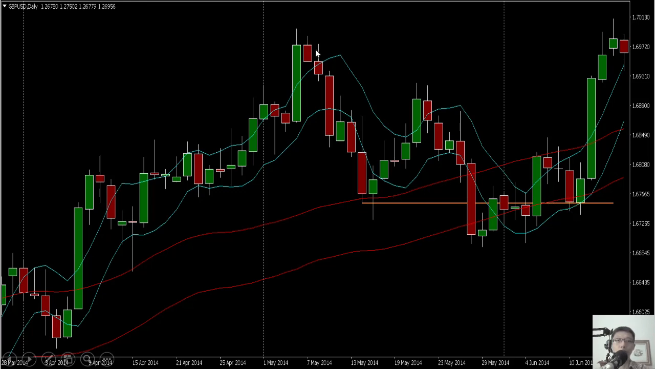Okay. Sellers come in, push the price lower, and when this bearish candle closes below the low of the red moving average, suddenly buyers come in and try to push the price to close above this low of the red SMA and above this low of the blue SMA. It means that this is a very strong support area.